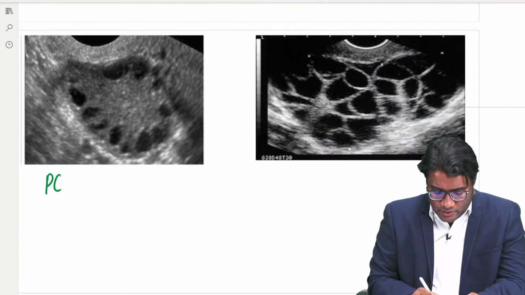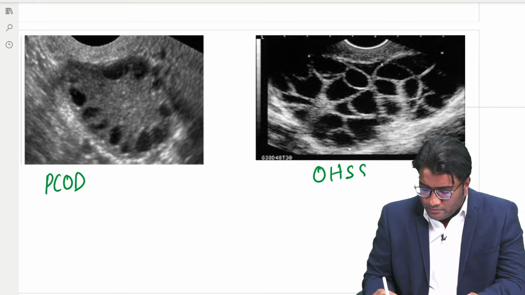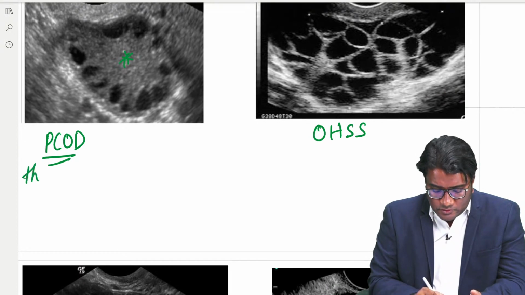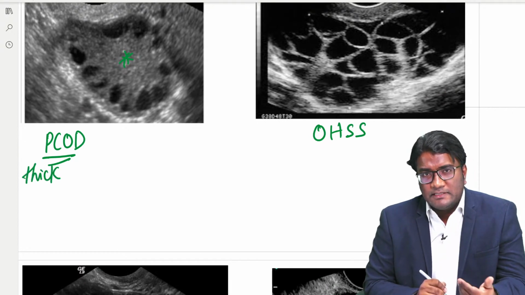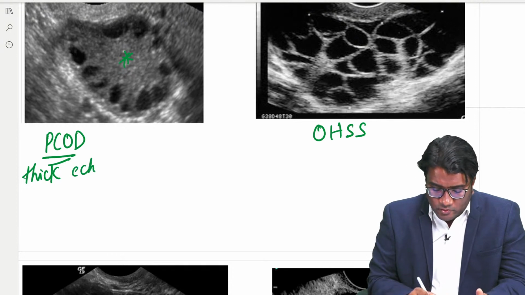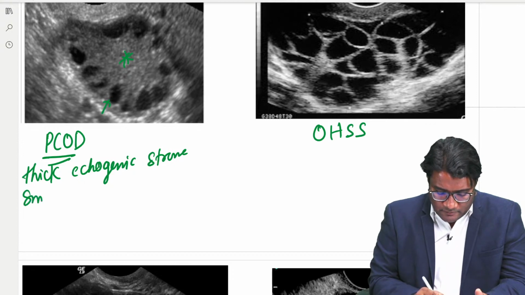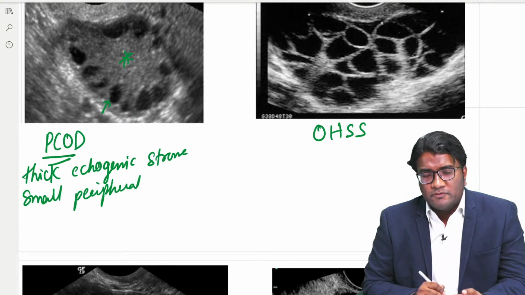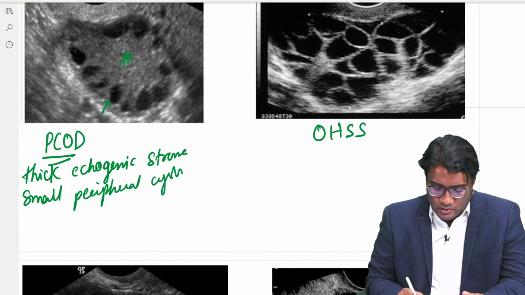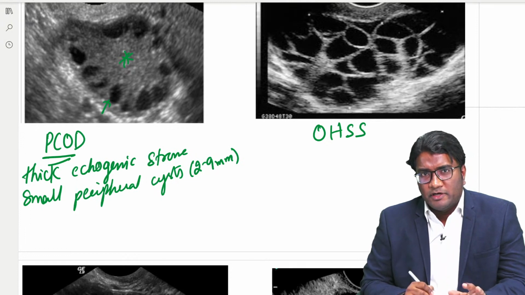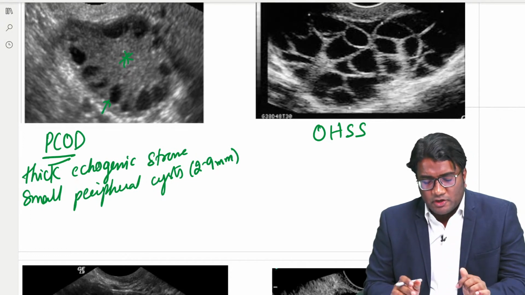And in comparison to PCOD, let me show you the images. If I compare PCOD with ovarian hyperstimulation syndrome, in PCOD the stroma is thick. There is thick echogenic stroma. The underlying cause is excess androgens, and these androgens are coming from the stroma. And you have small peripheral cysts. Even without the history, by looking at the image, you should be able to diagnose whether it is PCOD or ovarian hyperstimulation syndrome. Small peripheral cysts, which are 2 to 9 mm, never a dominant follicle, never more than 10 mm, giving that string of pearl appearance.